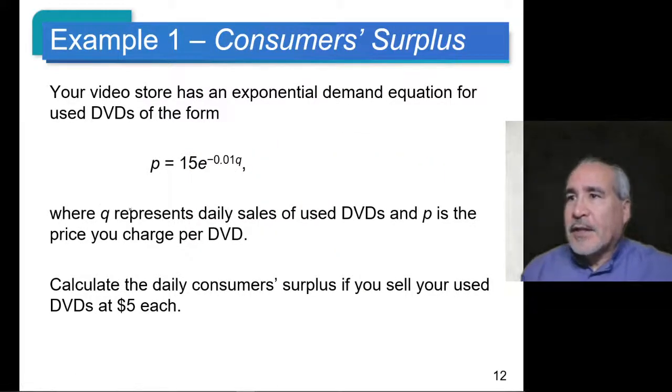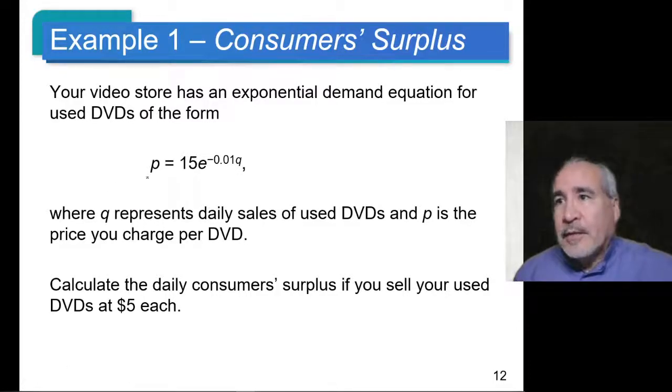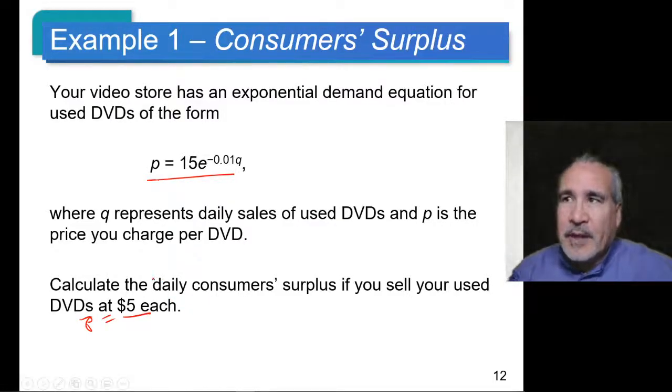Okay, so here's an example. We're given the function, and in the homework problems you will be given P. P equals this function. So remember the other part we need is P bar, and here it is. We're actually going to sell them for $5 each.